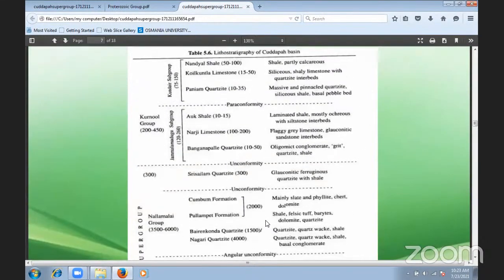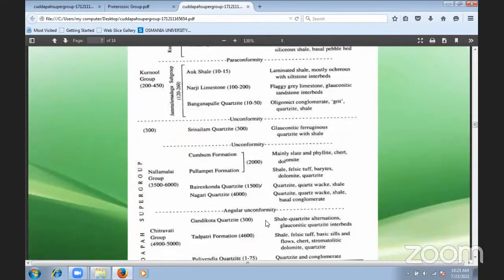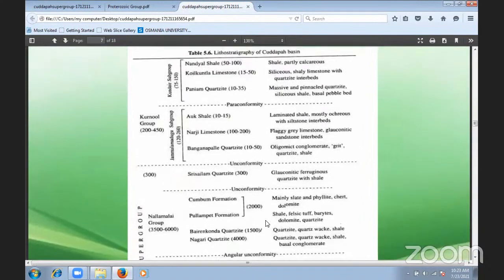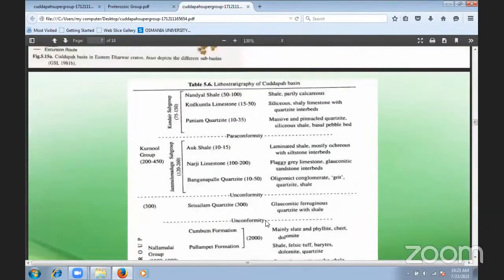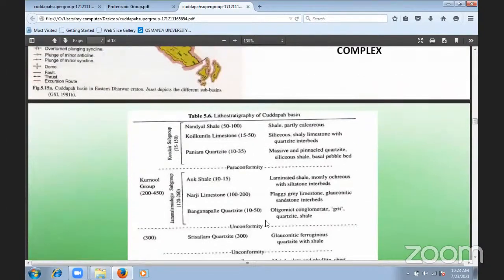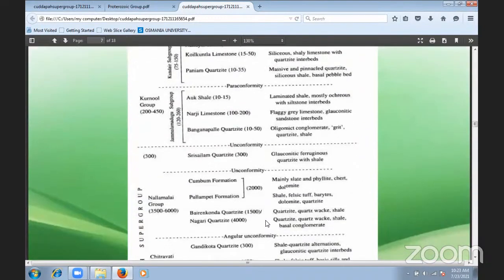The thicknesses are very important. When we are studying all these things, the thicknesses are more important. In examinations, they concentrate the questions on thickness. Karnool group. Later we'll discuss the Karnool group, because we are discussing only the Kadapa super group.